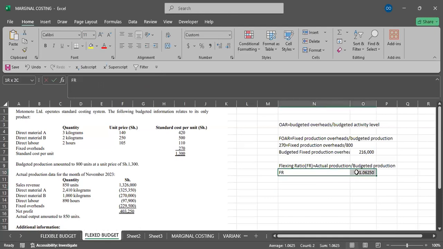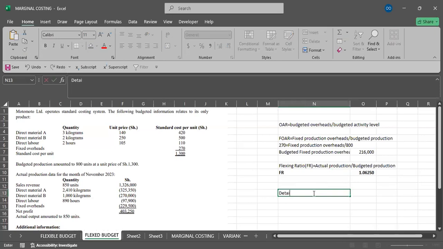Why are we moving forward to calculate the flexing ratio? This flexing ratio will be used to adjust all the variable components of our cost. All the fixed costs will not be affected by the flexing ratio. They will be constant, right? So let's now come to this part and talk about details. Under details, we are talking about direct material.